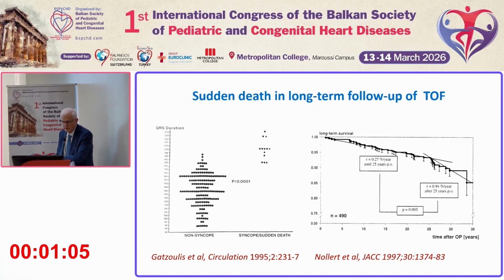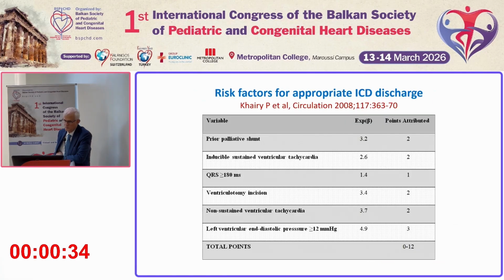From this slide here, you can see the seminal finding by Dr. Gatzoulis that a QRS length of more than 180 milliseconds was a risk factor for arrhythmias. And on the right side of the screen, you can see how the incidence of arrhythmias increases with age, becoming much higher after 25 years from the time of the operation.